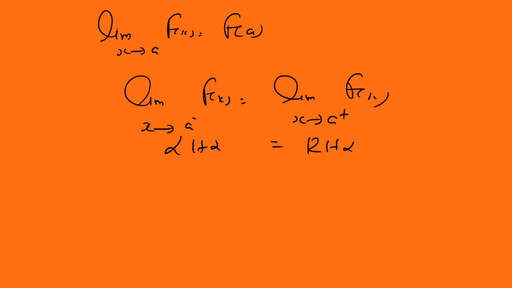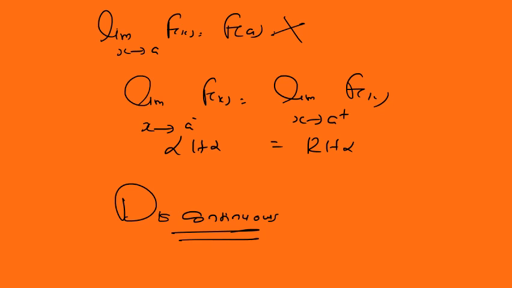Now, if the function is not satisfying this condition, we call it a discontinuous function. If it is not satisfying limit x tends to a, f of x is equal to f of a. Sometimes f of a is not defined or limit x tends to a f of x is not defined. That case we call a discontinuous function.